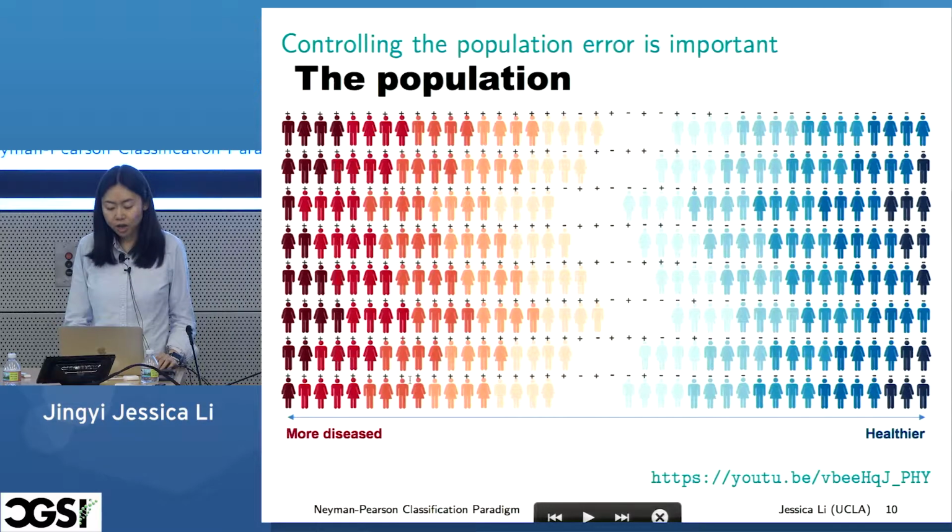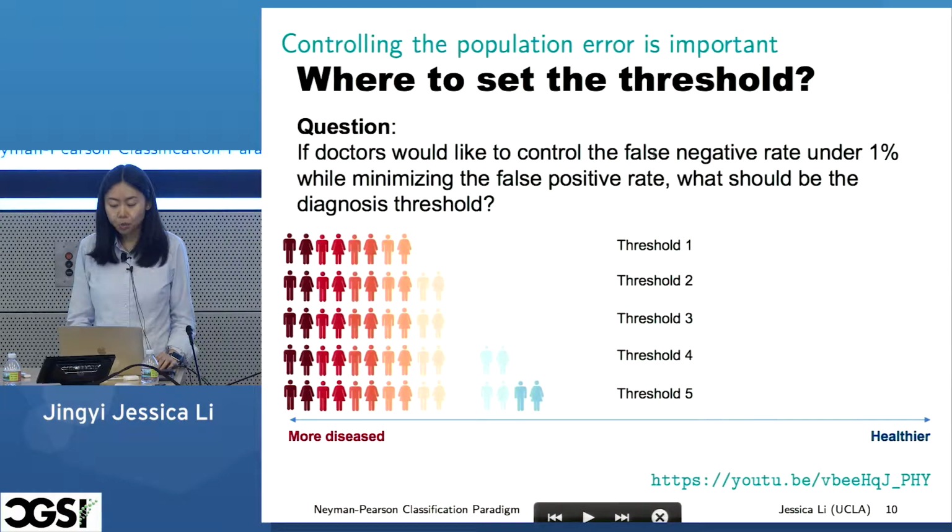If doctors want to control the false negative rate, that is the type of error where the person is diseased but we predict healthy, under 1%, while minimizing the false positive rate, what should be the diagnosis threshold? Here I'm just giving 5 candidate thresholds. For each threshold, I would call these people diseased. As the threshold becomes more and more lenient, I will call more and more people diseased. Out of those 5, which one is the optimal?